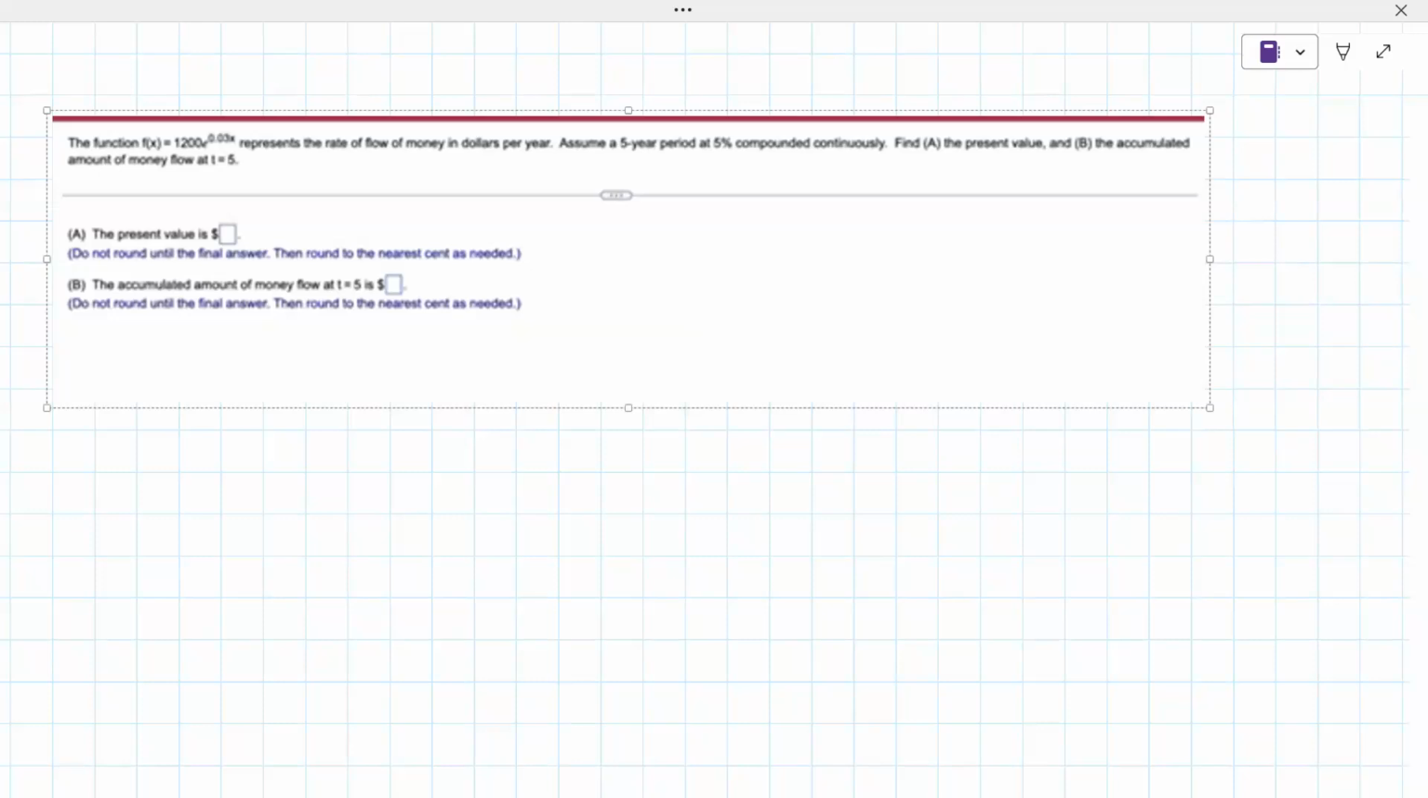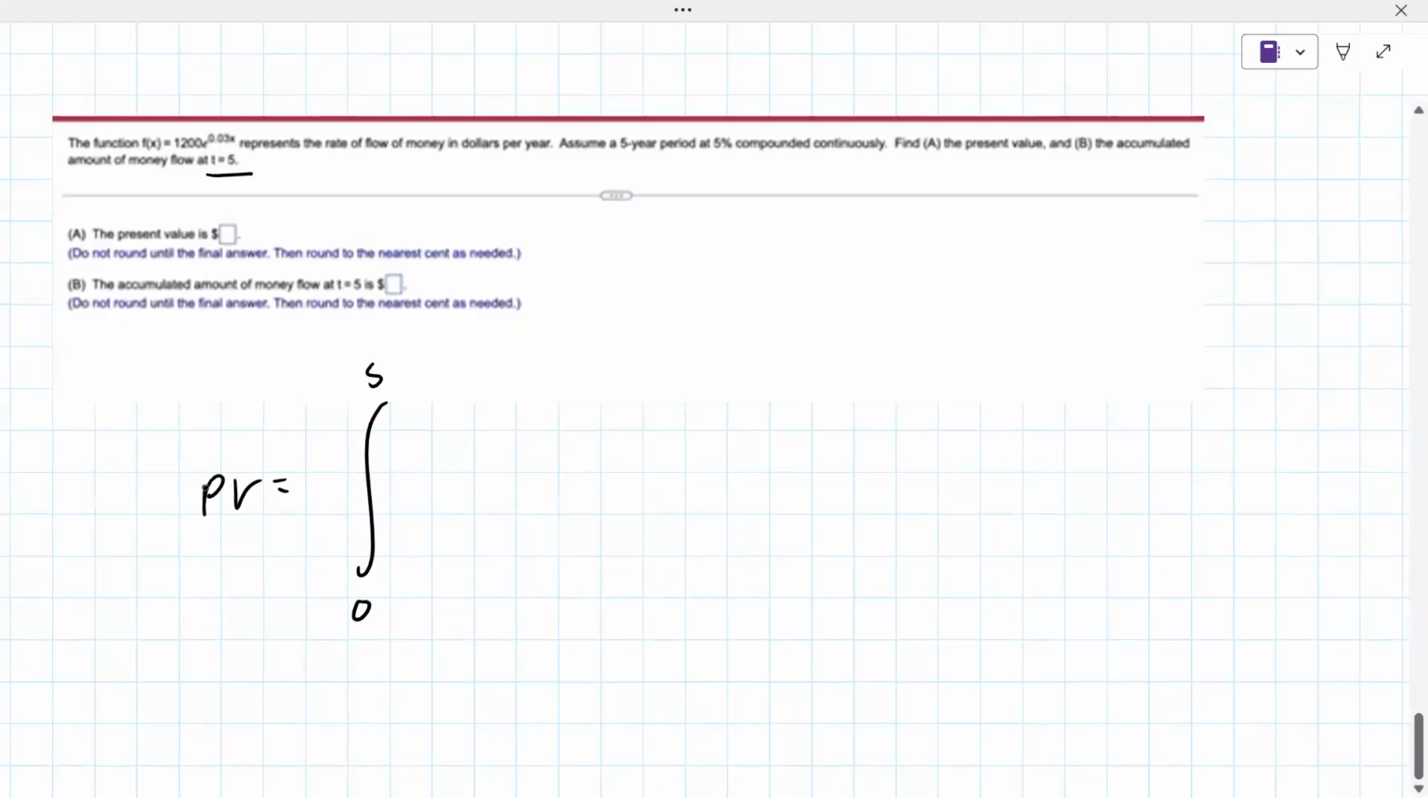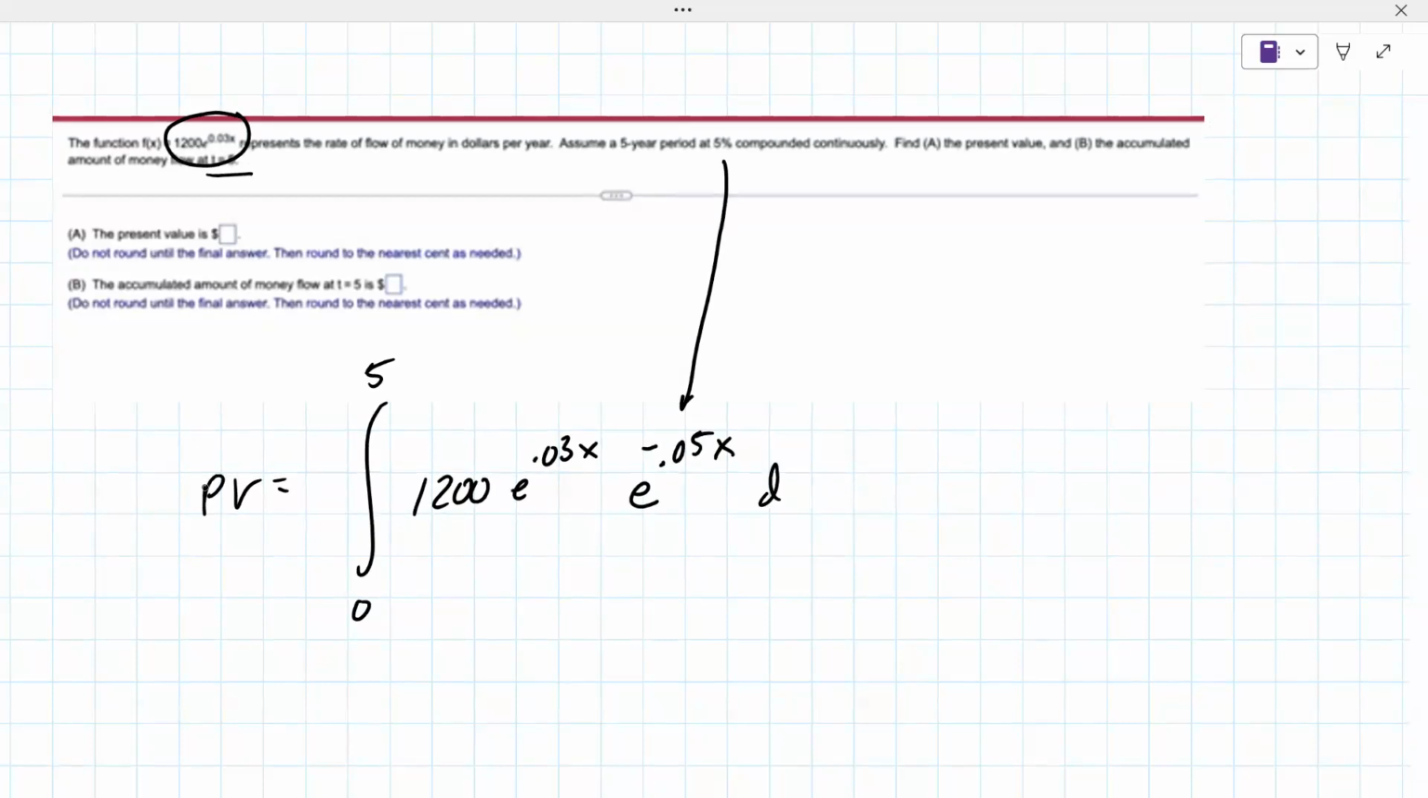So the present value is the integral from however many years, so 0 to 5. You take the function 1200 e to the 0.03x, and then you always add in this other e with negative of the interest rate, like that. So this really does match what we did in the previous one. You grab the function. It's just that this time the function has an e in it already. You still have to append this other e to it. Okay, so again, kind of messy to put in the calculator, but necessary.